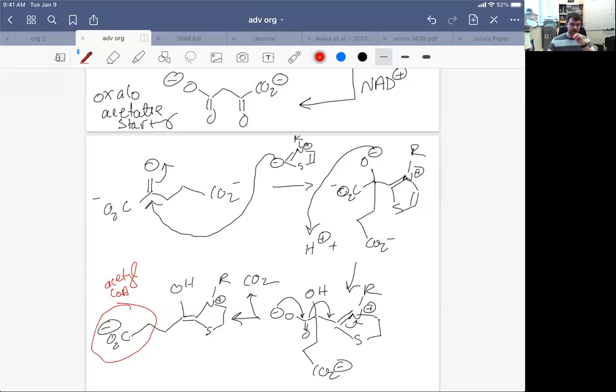Okay, anyway, so that's the citric acid cycle, the tricarboxylic acid cycle. Hopefully you found this helpful. Otherwise, we'll see you next time.